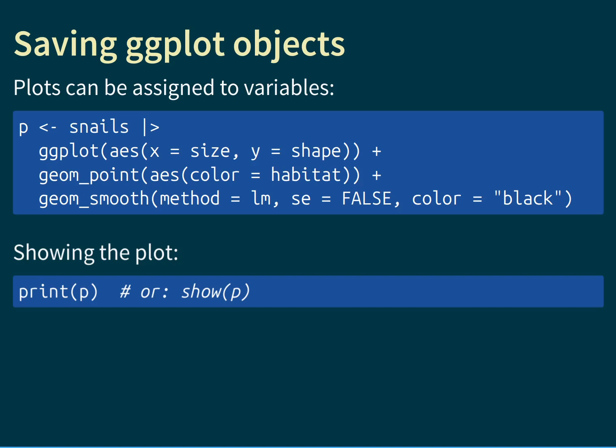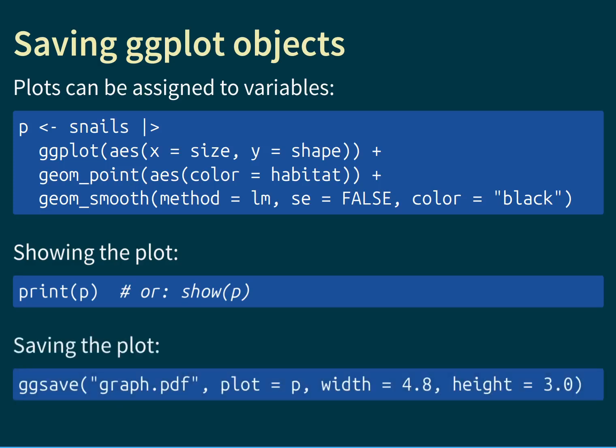For example, we can display the plot, and there are two alternative ways of doing so. One is to call print p, or alternatively we can call show p. Both of them will simply display the graph. Alright, now that we have assigned the plot to a variable, we are ready to save it. And here is the syntax for saving a plot.